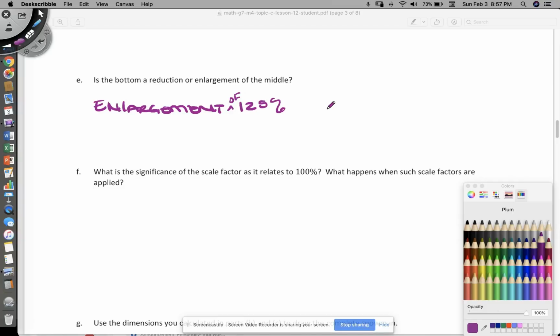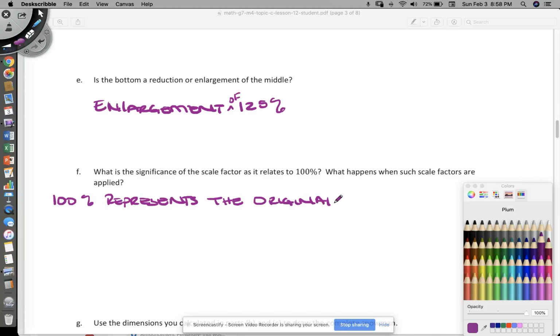Okay, so I've kind of said it a few times, but what makes this relatable to the original? It says, what is the significance of a scale factor as it relates to 100%? What happens when such a scale factor is applied? All right, so what this is asking is the 100% represents the original. Even if the original is the smallest image.